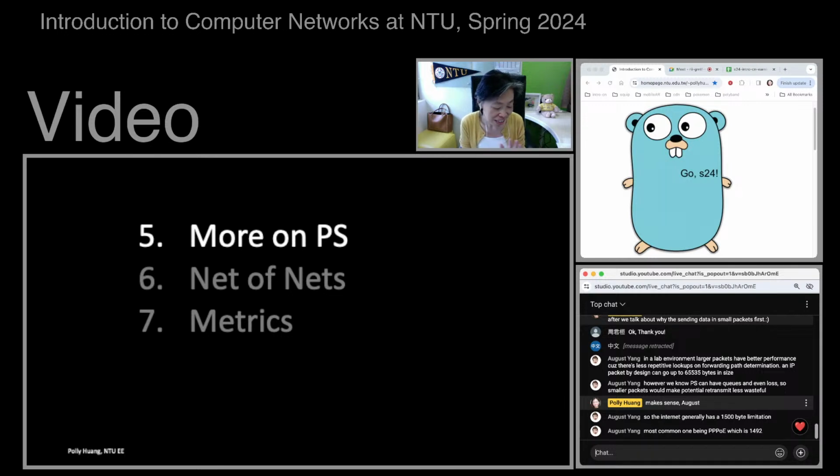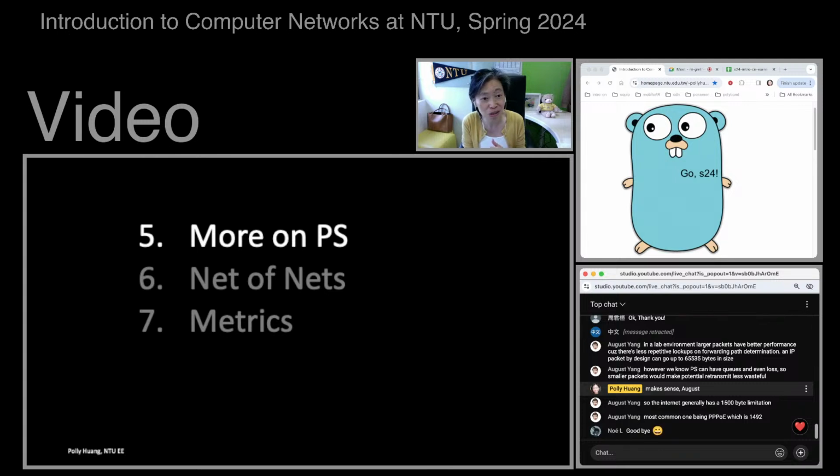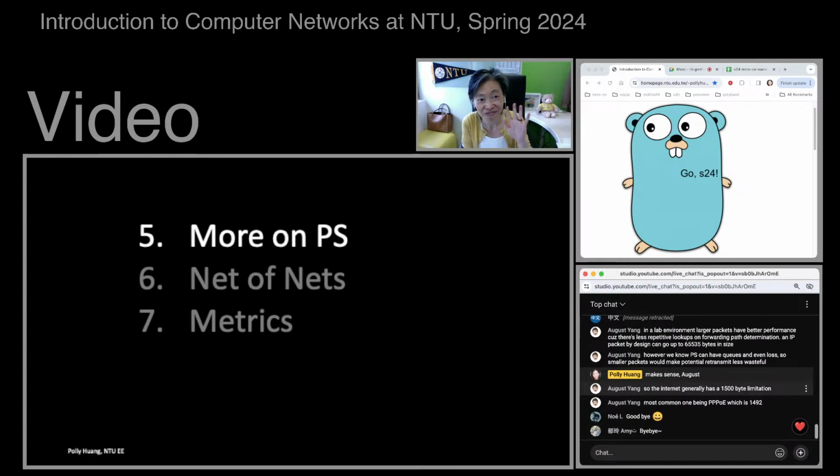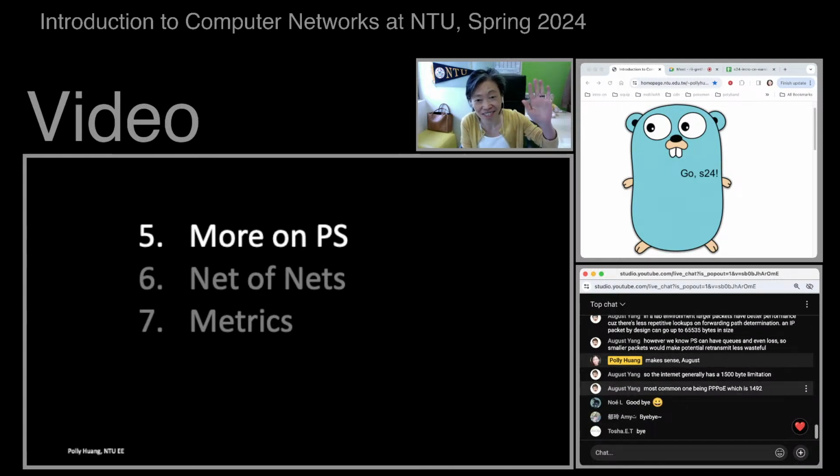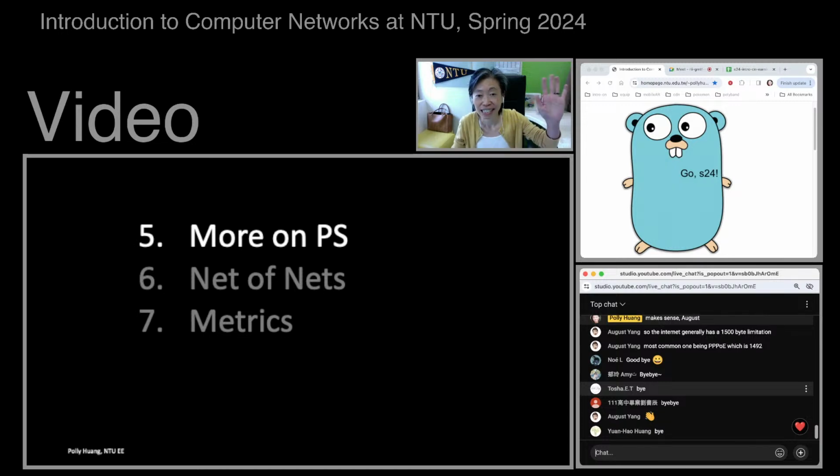So we are not quite yet done finishing talking about packet switching. So we'll talk about store and forward a little bit more. Why it's necessary to do store and forward. Why can't we just streamline the bits?